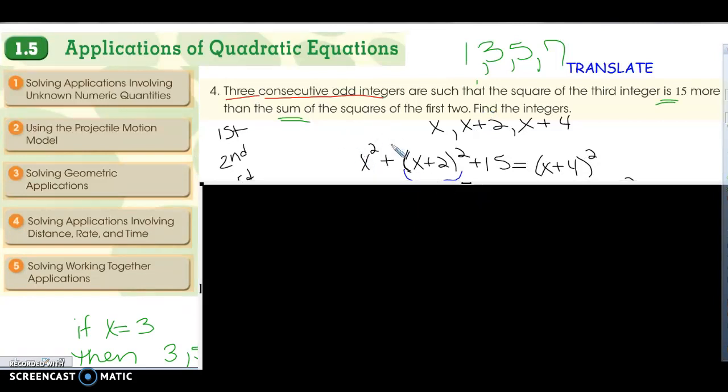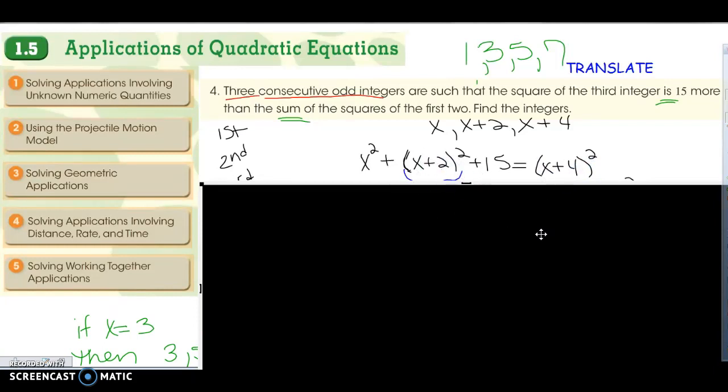Now realize it may take reading through this a couple of times in order to piece the puzzle together. So once again, we have the square of the third is 15 more than the sum of the squares of the first 2. So here's our equation that we're going to now solve. To solve this, you would FOIL this out, x plus 4 times x plus 4. This will be x plus 2 times x plus 2.